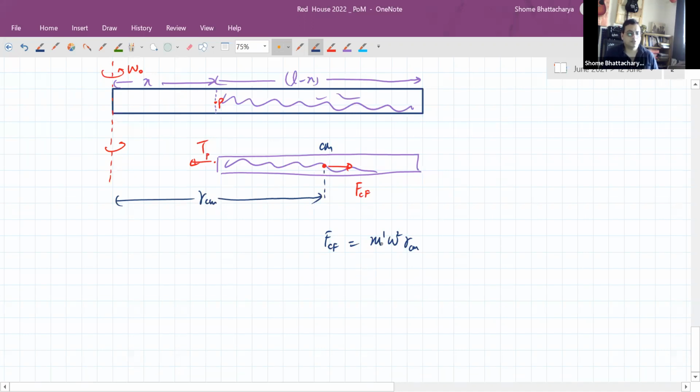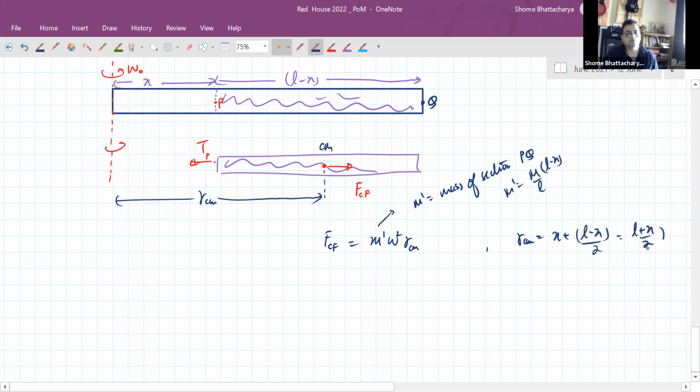So the mass of this portion, let's say PQ, where Q is this point. So m prime is equal to linear mass density into L minus x. And R CM, you can see, will become x plus (L minus x) by 2. So the centrifugal force which is acting.